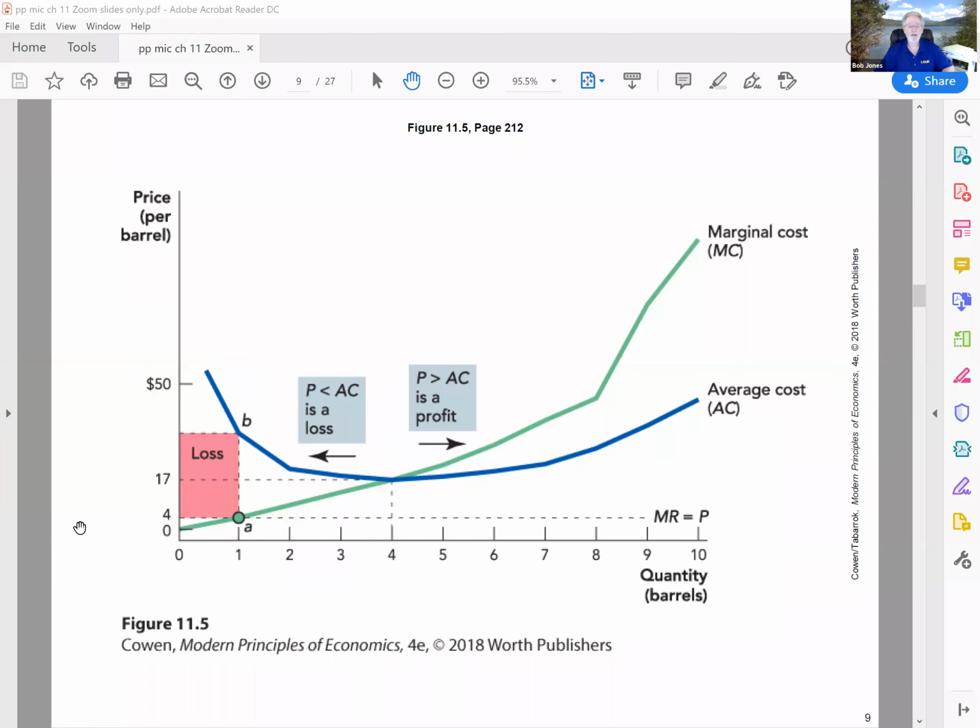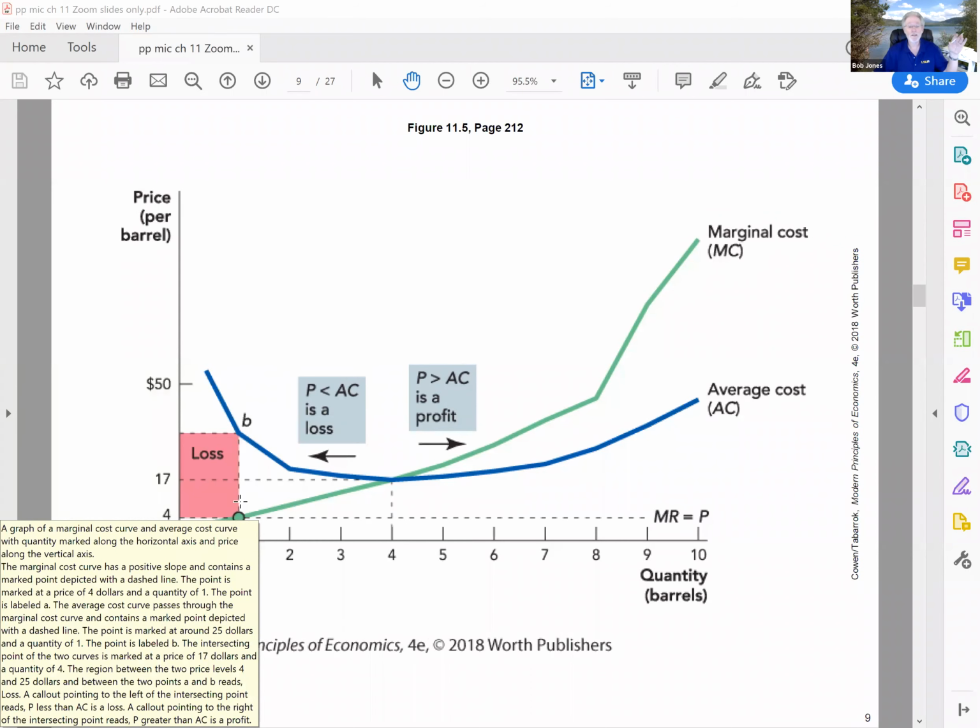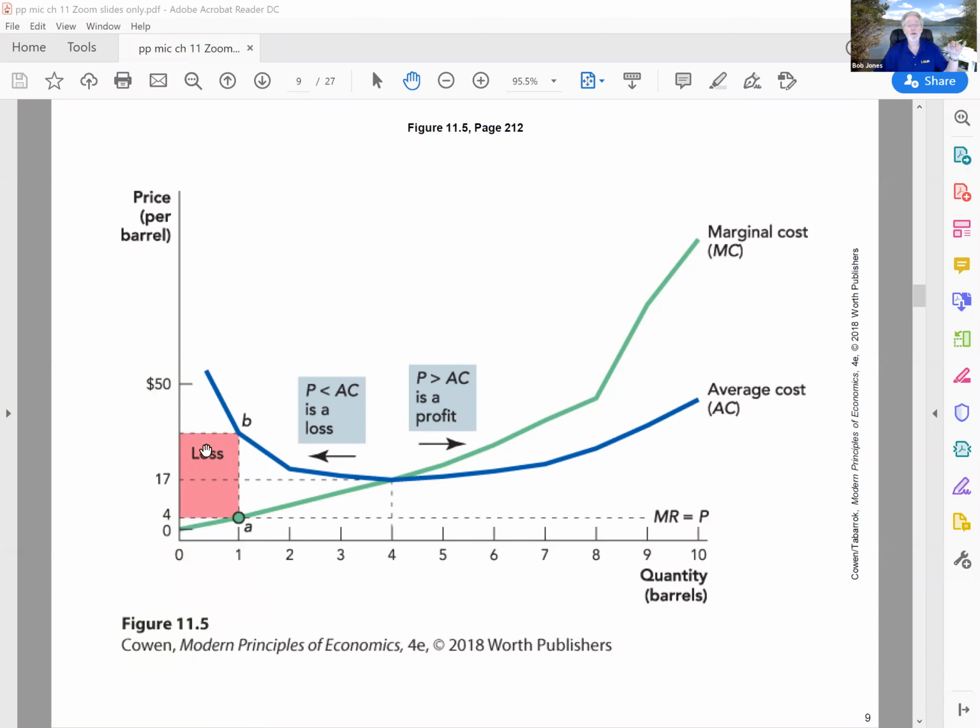For example, if the price were $4, then if the firm is going to produce, the best they can do is to produce at A, where they'd be producing 1 unit, but they would be losing money because their average cost for that quantity is way up here at B. Okay? This gap would be the per unit loss multiplied by the number of units. They would be losing this much. If the price is above average cost, then they're going to be making a profit. So this is showing you, at different price levels, whether they're making a profit or a loss.